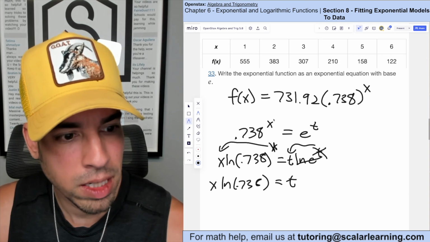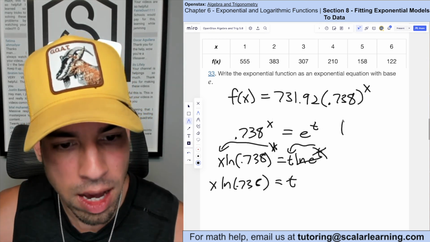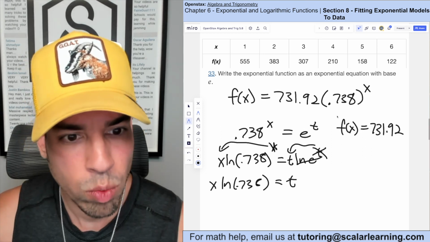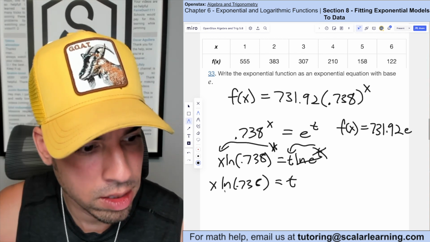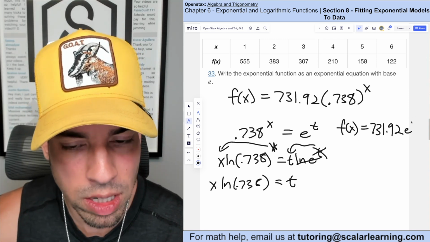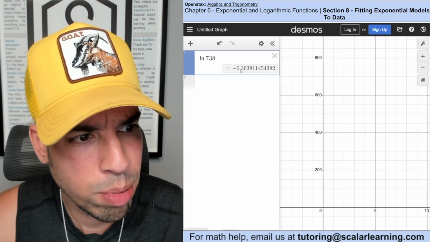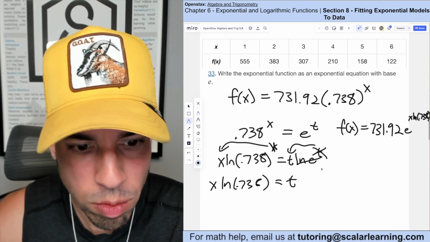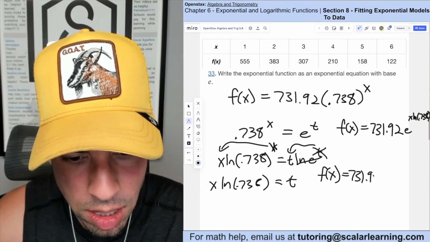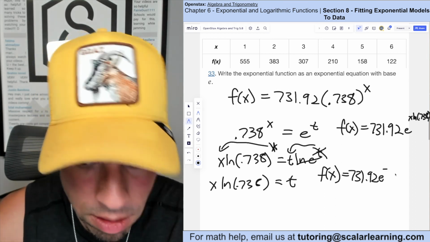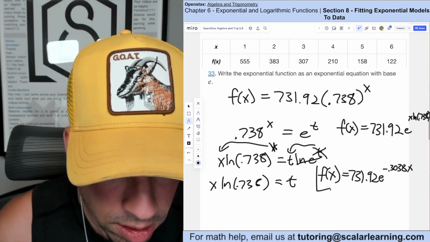Since e to the t basically replaces this, which is right here, I can now rewrite it as f of x equals 731.92, and then we're going to go e to the t power, but t is this. It's x ln of 0.738. So what is ln of 0.738? Let's calculate it. So it approximates to negative 0.3038. So then just replacing that, we get our final function, which is equal to 731.92 e to the negative 0.3038 times x. And that's how you do it.